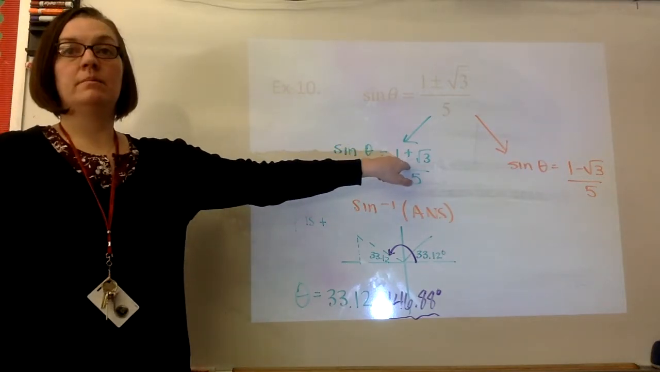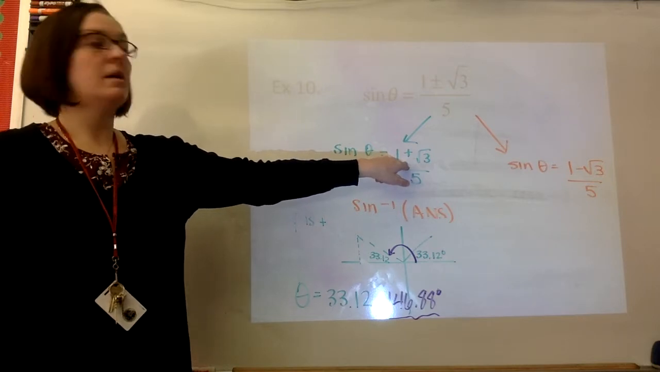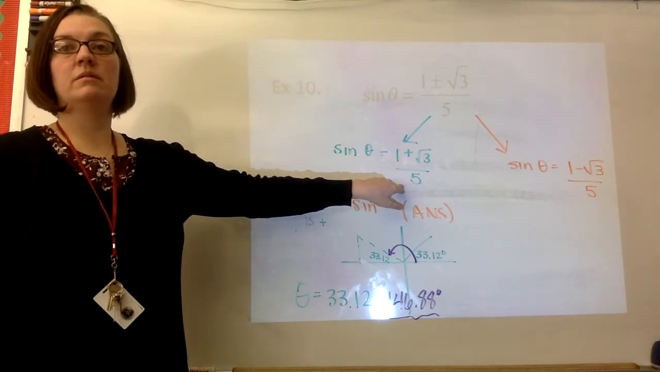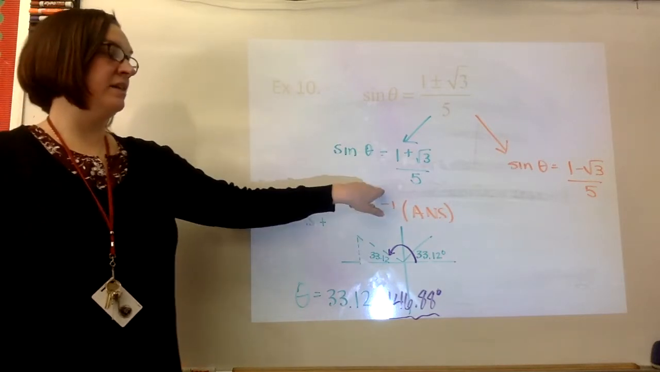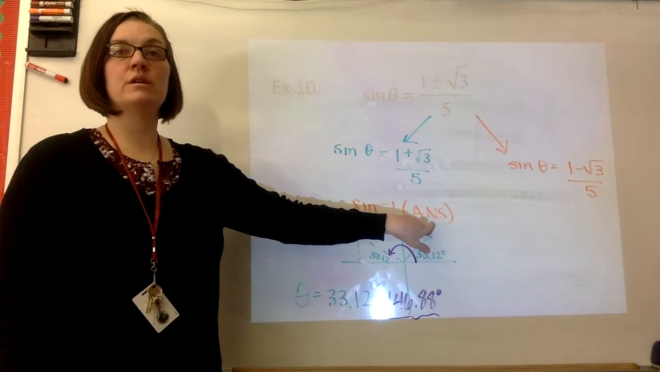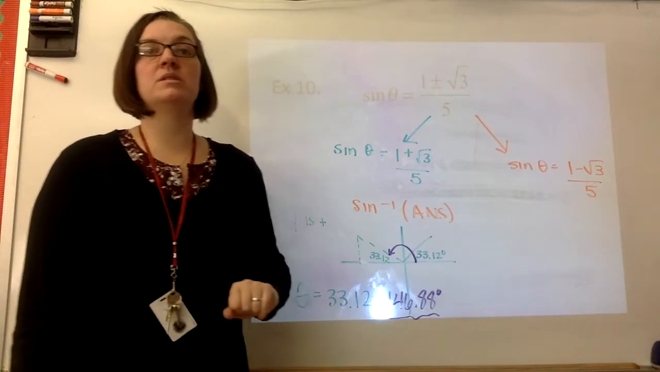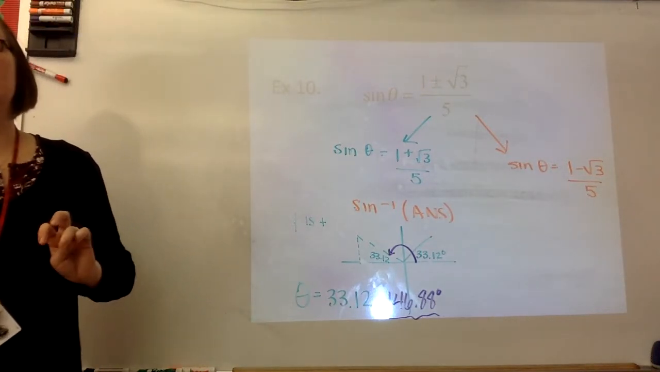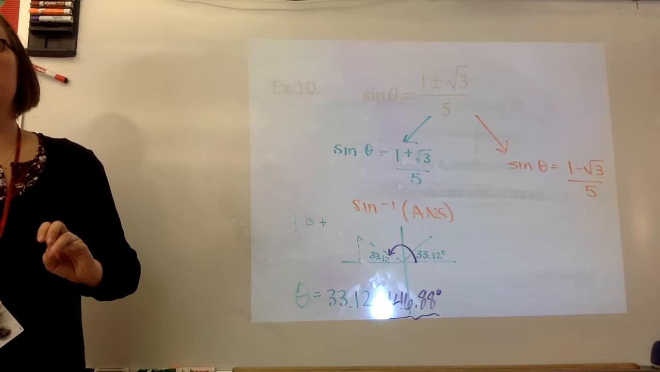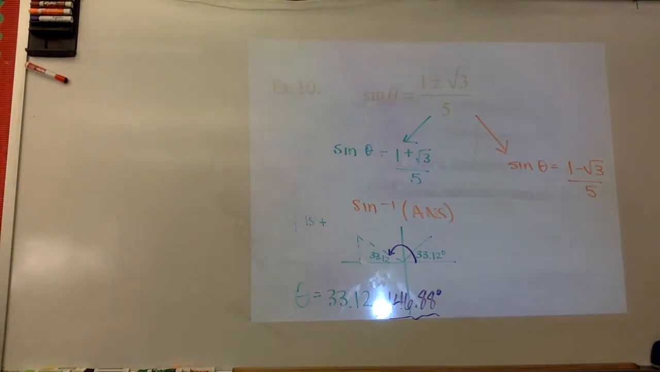1 plus root 3. Hit enter. Divide by 5. Hit enter. Then in your third line of work, put in sine inverse of the ANS answer, which is the decimal you just found, and it should give you 33.12. If it doesn't, make sure you're in degrees, not radians, in the settings. Did you get it? Yeah? Okay.